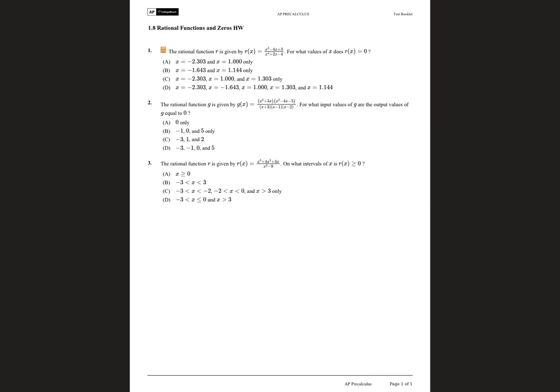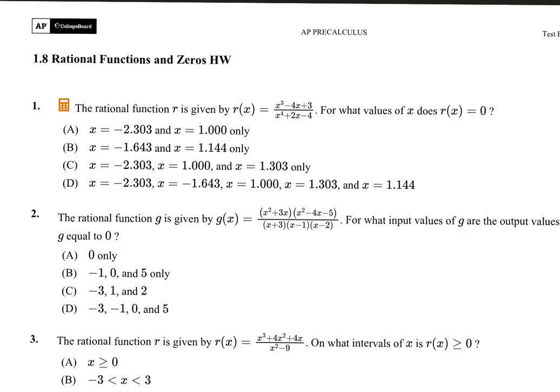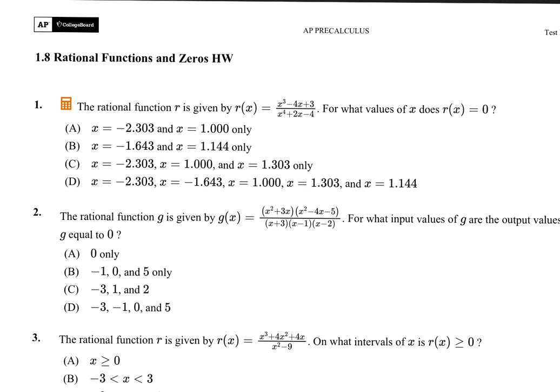All right, I'm going to go through the solutions from the AP Classroom questions. So in 1.8, the very first one starts with a calculator question. It gives you the rational function, and it asks for what values of x does r of x equal 0?